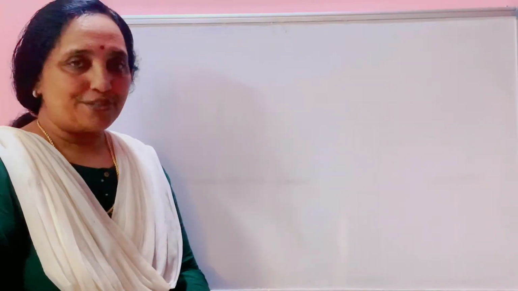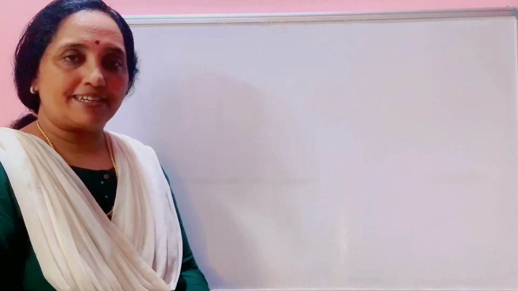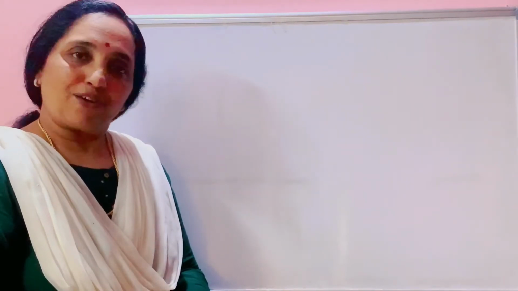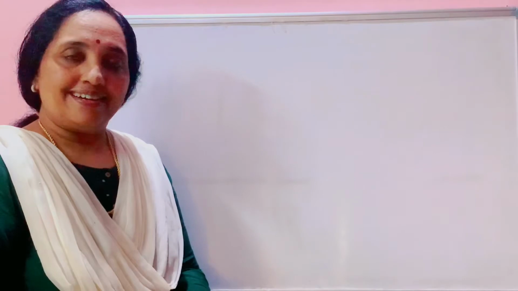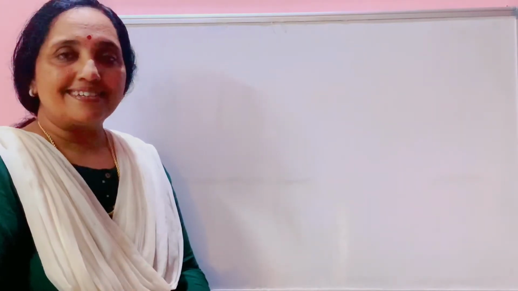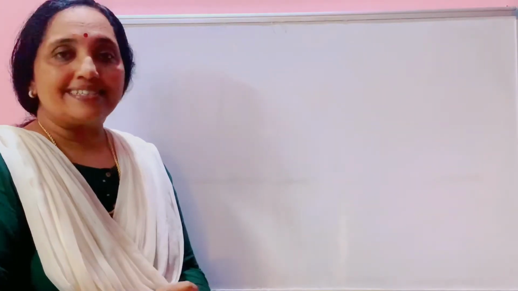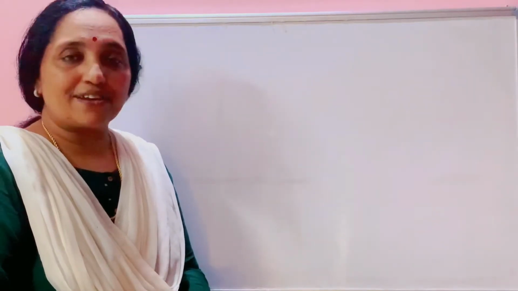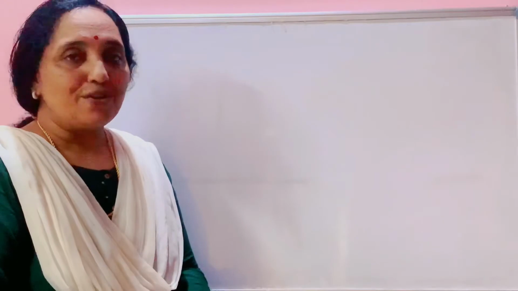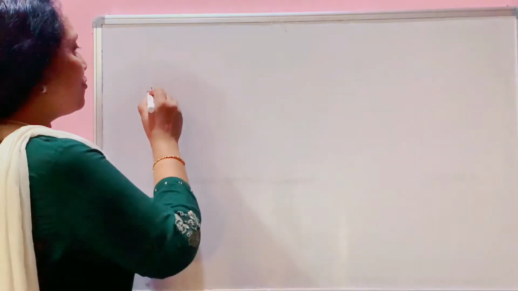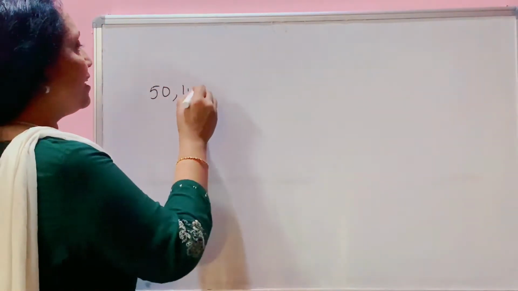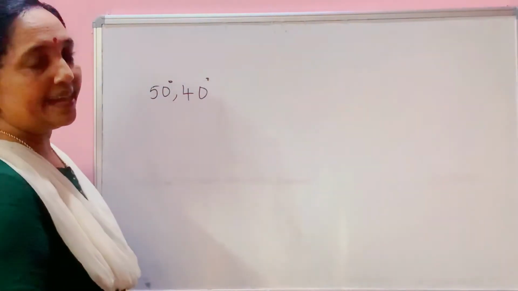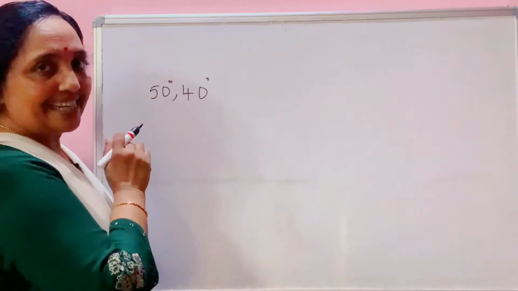Welcome. Today I am going to explain trigonometric ratios of complementary angles. You have learned complementary angles. What are complementary angles? Two angles having the sum 90 degree are known as complementary angles. For example, if the measure of one angle is 50 degree and the other angle is 40 degree, we can say that these two angles are complementary angles because their sum is 90 degree.